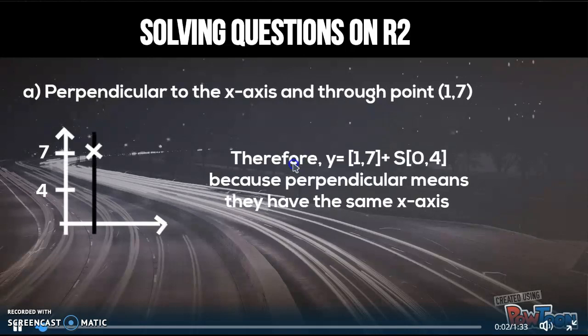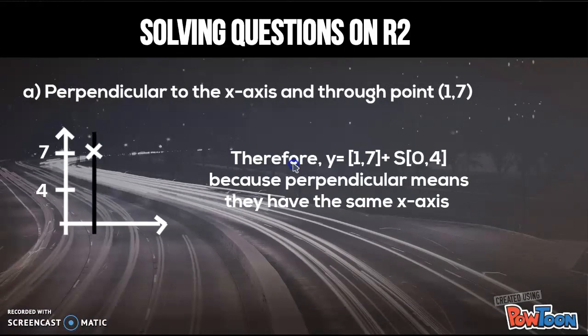For an equation of the line, we would sometimes be asked on how to find the vector equation of a line. Given the first example, we will have to draw a diagram. As we observe the diagram, 1, 7 is a point on the line. The line is perpendicular to the x-axis. We will have to find a direction vector that is parallel to the line perpendicular to the x-axis. The direction vector we are going to use is s, 0, 4.